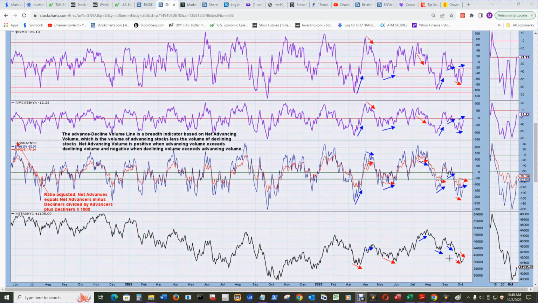Next up here, this red arrow in the AD line stocks only right here pointed down. This is where I really started taking a closer look at this, as you can see that the McClellan volume oscillator diverged from everything else. The stocks only AD line, stocks only volume, and the McClellan breadth oscillator ratio adjusted here.